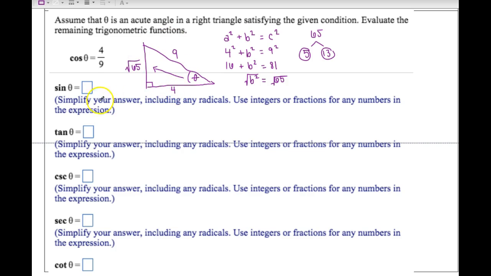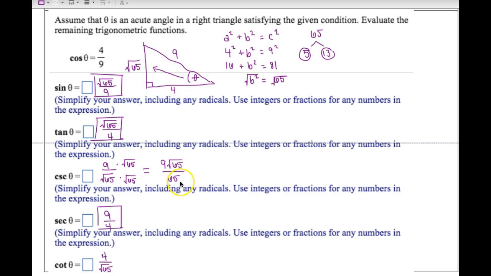Now that I have all 3 sides, I can find the remaining trig functions. There we go. Now, these answers are in simplified form. But the other 2, Math Excel will want you to rationalize your denominator. So I'm going to multiply top and bottom by root 65. And I'm left with 9 root 65 over 65. I'm going to do the same thing for cotangent. There we go.